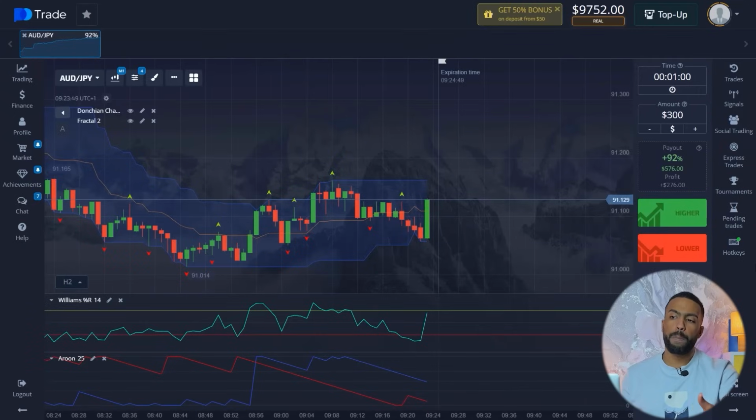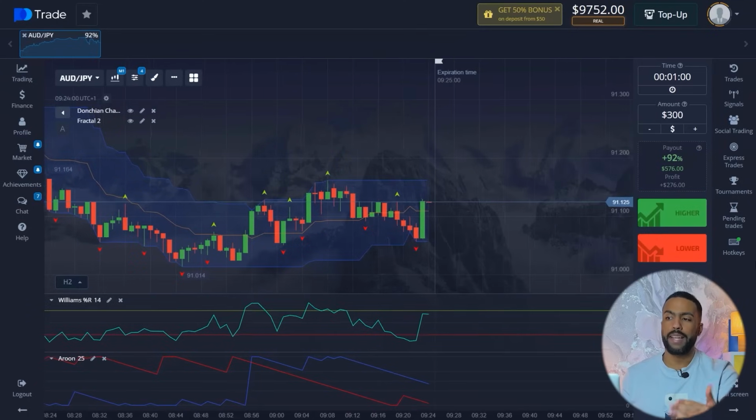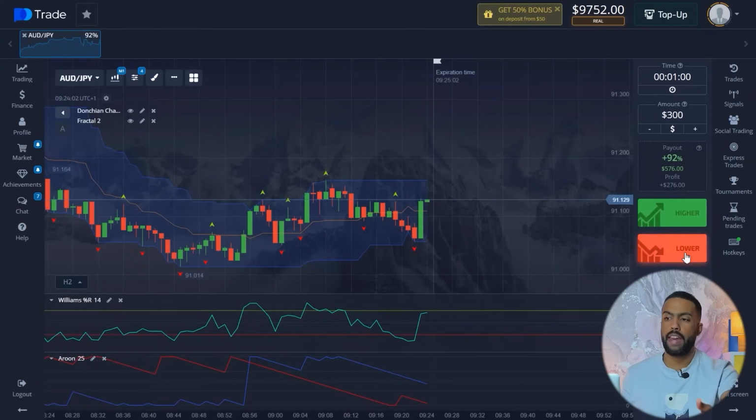So an up fractal is a candle whose high is higher than the 2 candles before and after it. And the down fractal is the reverse form. So the low of the candle should be lower than the 2 candles before and after it. So that's basically the function of the fractal indicator.